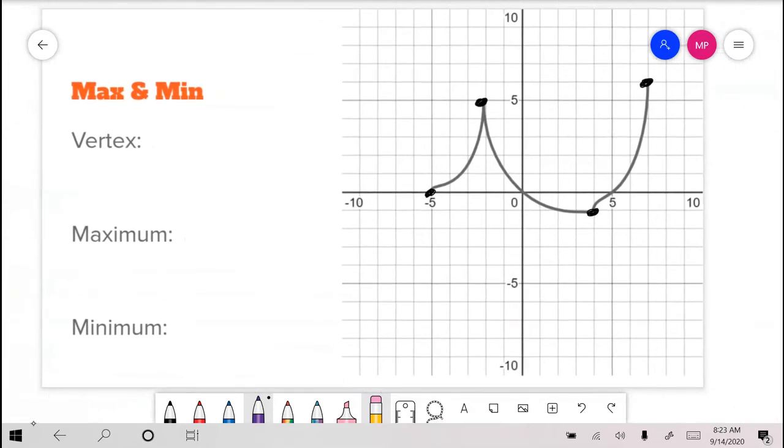Now, for this specific question, this won't have a vertex. Now, we will talk about a problem that will have a vertex for our next example, but this problem does have a maximum and minimum. Now, if you remember with maximum and minimum, maximum is the absolute highest value, and then minimum would be the lowest value.